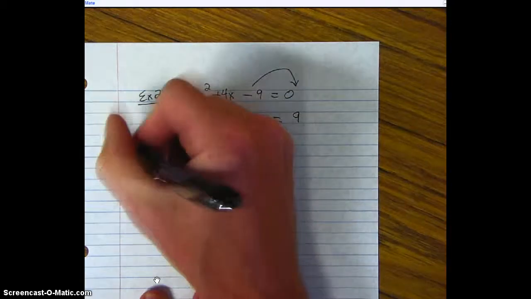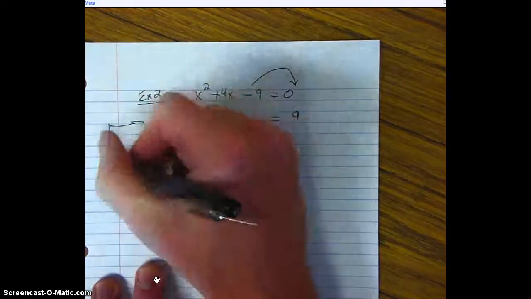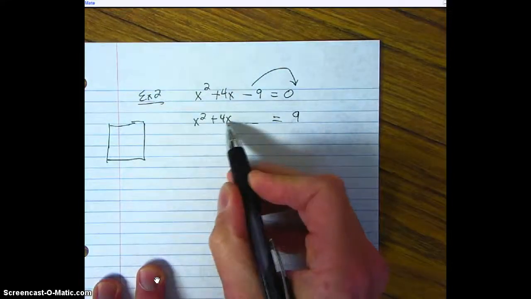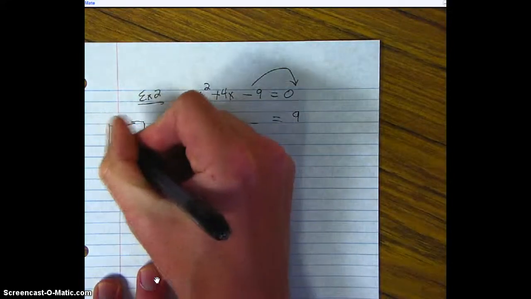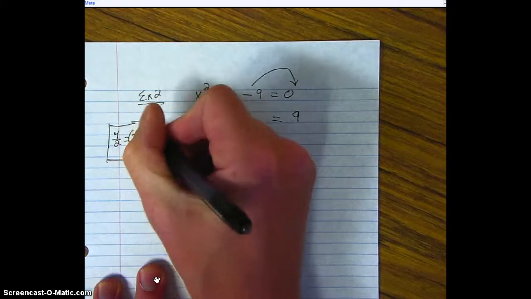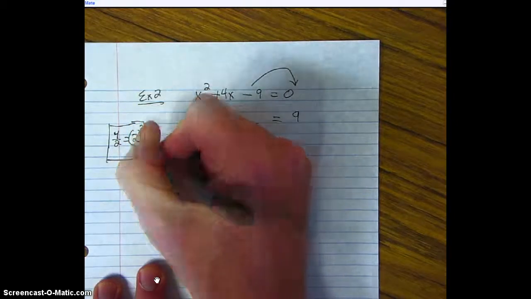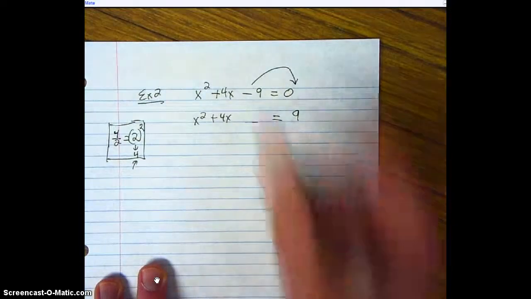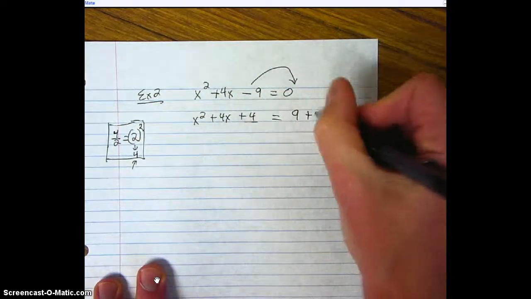Step 2, do the magic number box, off to the side here. You take the number in front of x, the coefficient of x, which is 4. You cut it in half, giving you 2. You square the result, which gives you 4. This is your magic number. What do you do with the magic number? You add it to both sides of the equation.